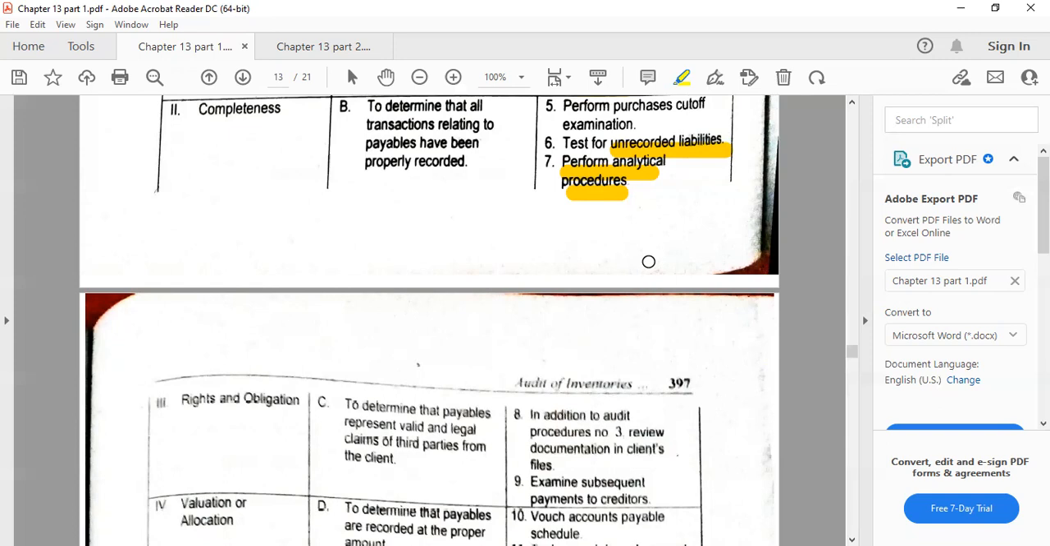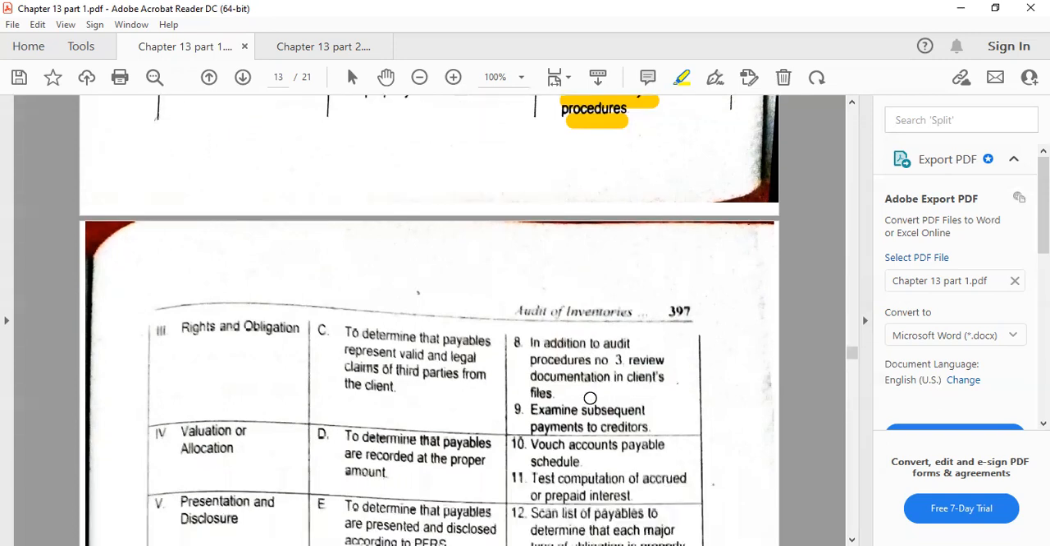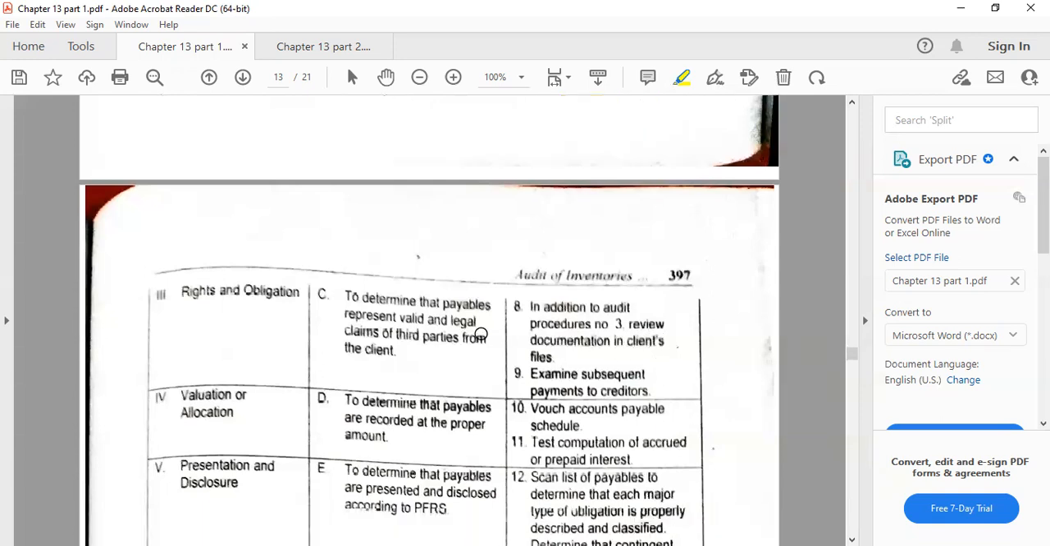Next assertion is rights and obligation. And our objective here is to determine that payables represent valid and legal claims of third parties from the client. So how do we do this? In addition to audit procedures, number 3, review documentation in client's files, examine subsequent payments to creditors. So dapat valid and legal claim na siya. Na-siya valid and legal claim sa ato.